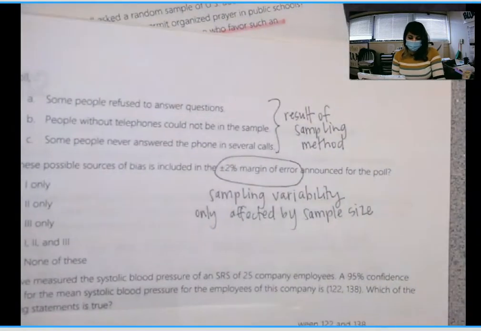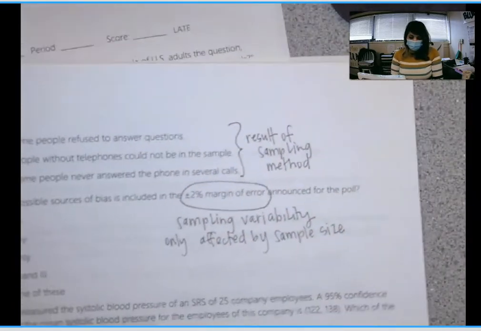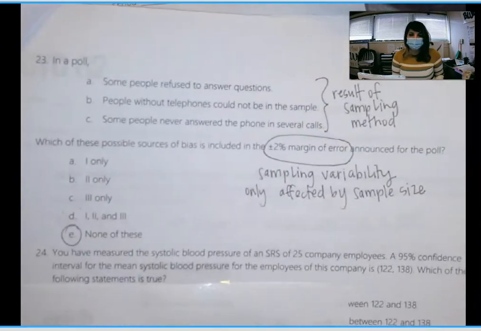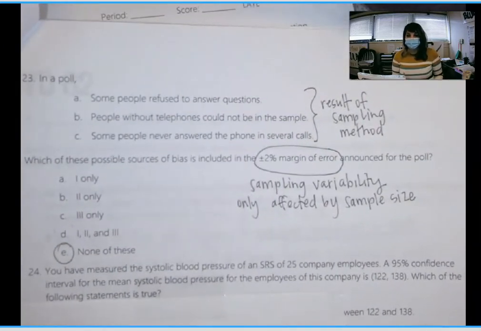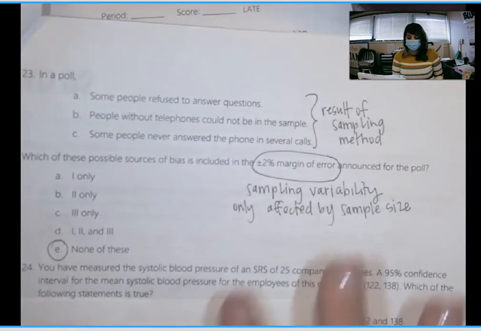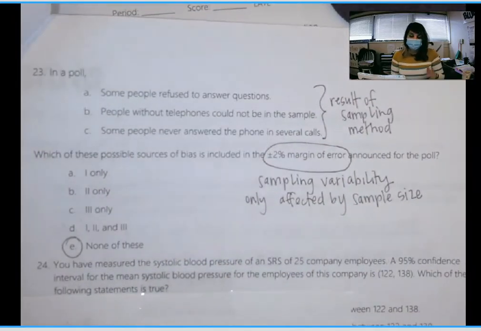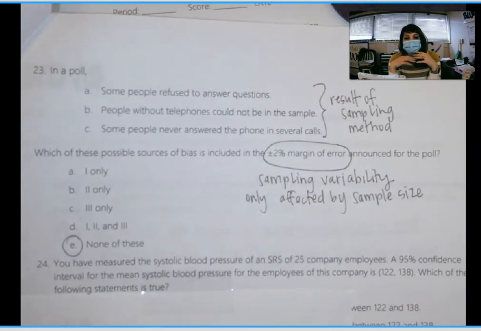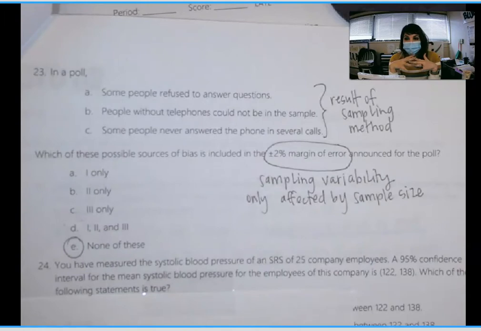I'm going to have you do 24, but 23 I would like to talk about because we didn't talk about this too much in the lesson, especially 1A. We didn't get to this in 1A. We didn't get to talk about it for very long. So 23, there is some error that can be caused by or as a result of your sampling method.